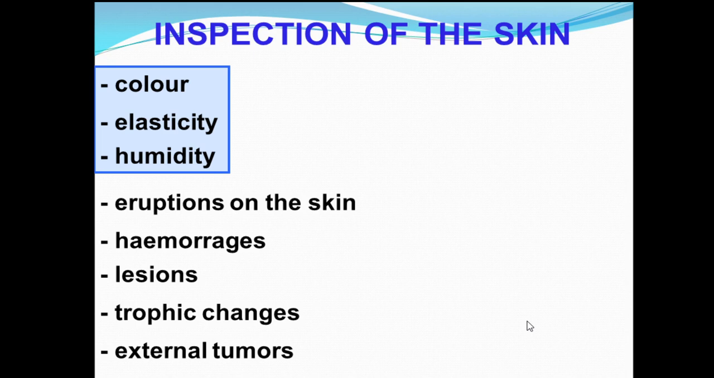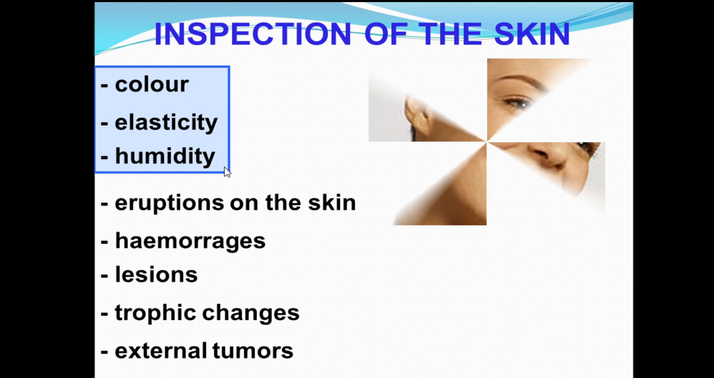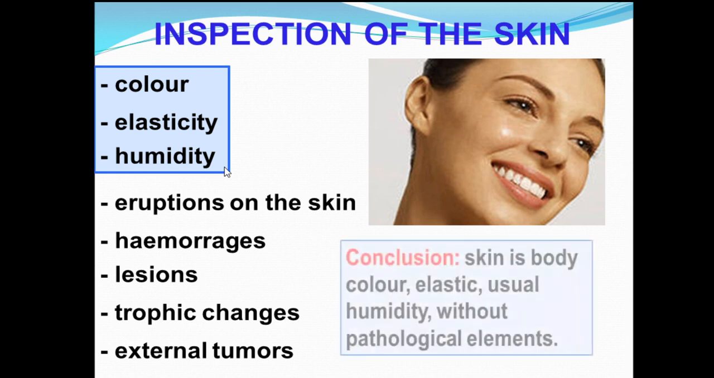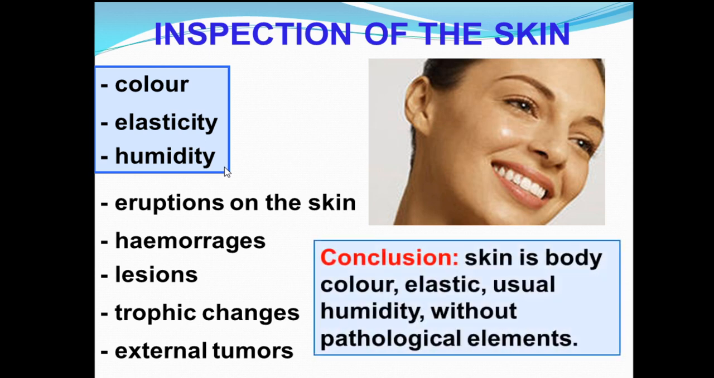I'll again come back to the plan of our skin inspection, because this question will be given on the exam and we have some problem with an adequate answer. I'll again remind you of the plan of skin examination. Pay attention to the obligatory indices and let's see how we formulate the answer. You see the patient, and our answer will be: skin is body color, elastic, usual humidity, without pathologic element.